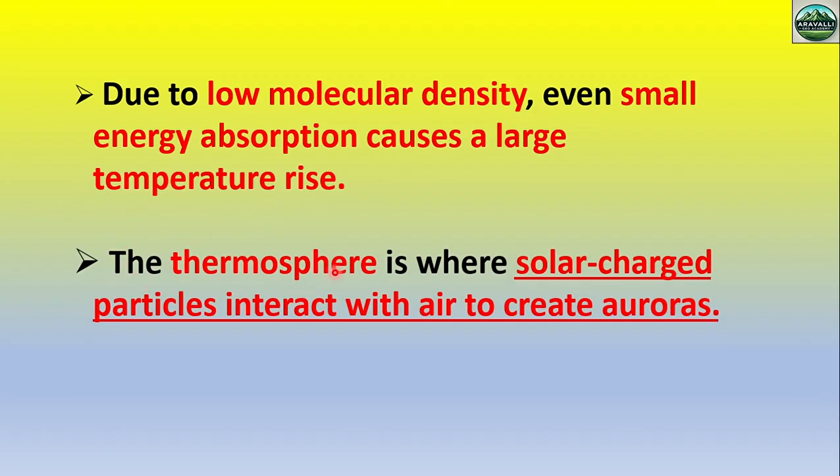In the thermosphere, solar charged particles interact with air to create aurora. This point is very important. Aurora is present in which layer of the atmosphere? Thermosphere. Aurora is formed when solar charged particles interact with air. In upcoming videos we will discuss the types of aurora: aurora borealis in the northern hemisphere and aurora australis in the southern hemisphere. But remember, aurora is present in which atmospheric layer? Your answer will be thermosphere.